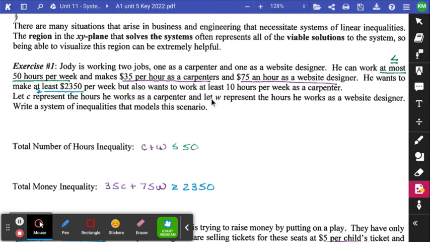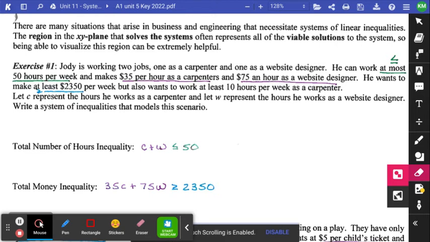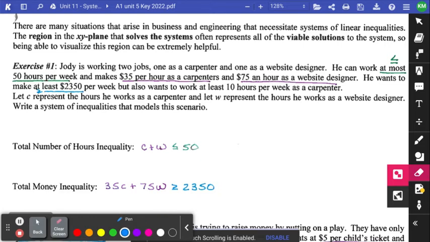Jody is working 2 jobs. Oh, wait. No, that's Cami. I don't want to use Cami. Sorry. Jody is working 2 jobs. One is a carpenter and one is a website designer. So I'm going to use C for carpenter and W for website designer.